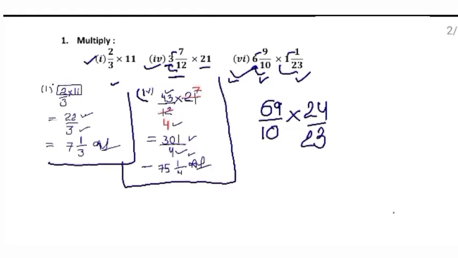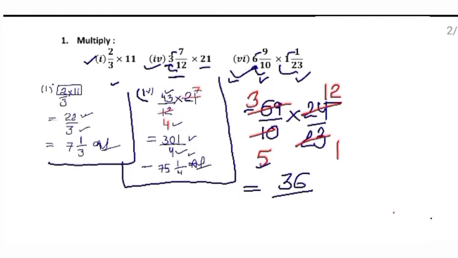Now check the numerator and denominator. Are they divisible by any same number? Yes, this 69 and this 23 both are divisible by 23. 23 ones are 23. 23 3s are 69. This 10 and this 24 both are divisible by 2. 2 5s are 10, 2 12s are 24. Now multiply the numerators. 3 multiplied 12 is 36 and denominator 5 multiply 1 is 5.